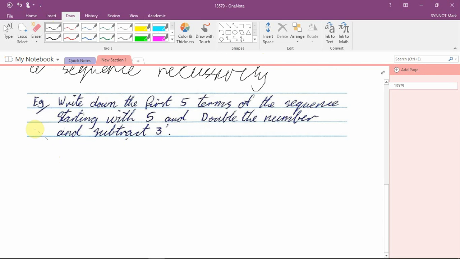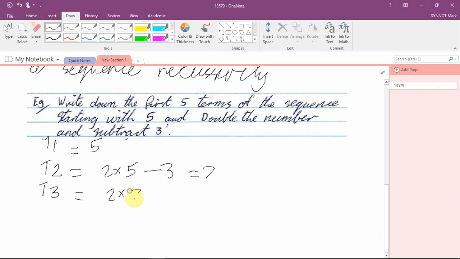All right, so term 1, I'll just use T1, equals 5. Term 2 says double the number, so 2 times 5, and then take 3. So 2 5s are 10, take 3 is 7. So then to get term 3, double the number, 2 times 7, take 3. 2 7s are 14, take 3 would be 11.